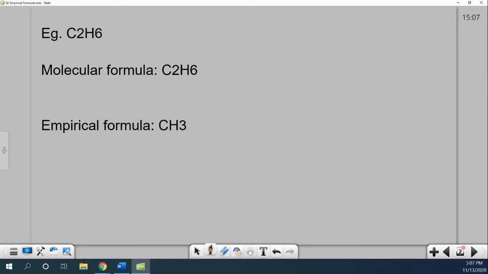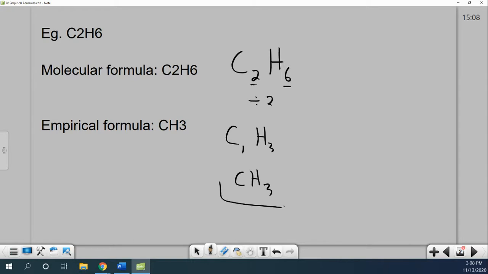I'll give you one more example here, a little simpler one. C2H6. Write it in proper notation, dicarbon hexahydride. So what's the empirical formula? You're just looking at the bottom numbers. Okay, 2 and 6. What can I divide both those by? Well, 2 goes into them both. So we divide them both by 2. Carbon, 2 divided by 2 is 1. Hydrogen, 6 divided by 2 gives you 3. C1H3, or you could just call it CH3. That would be the empirical formula.